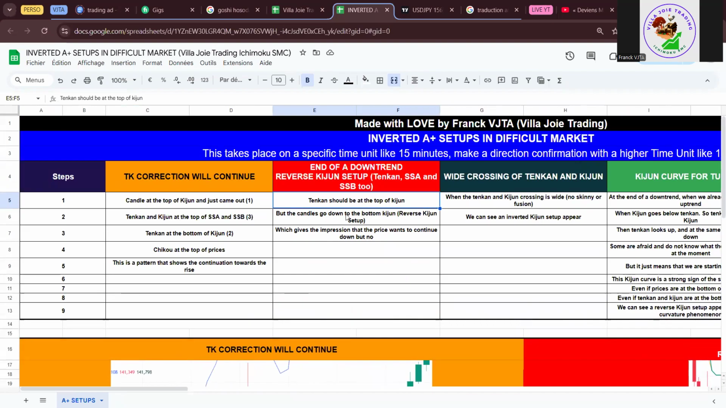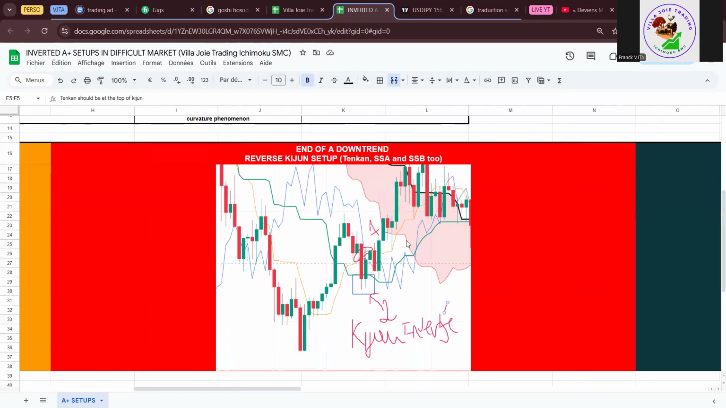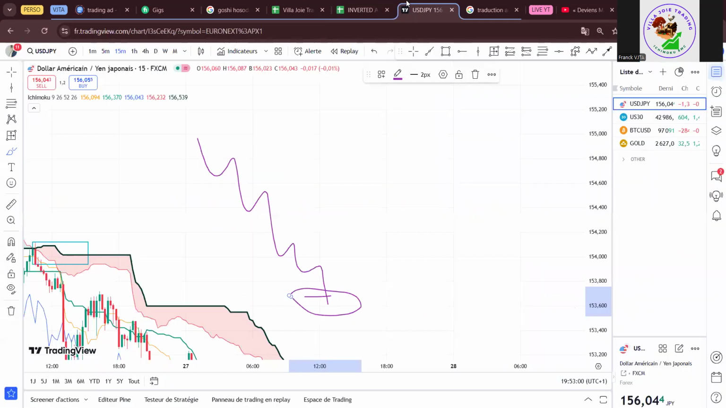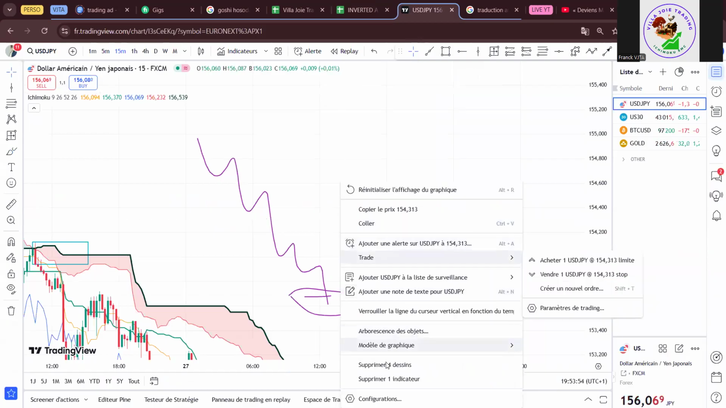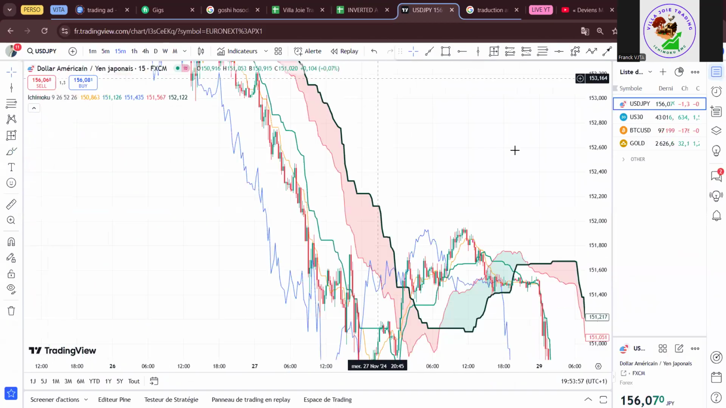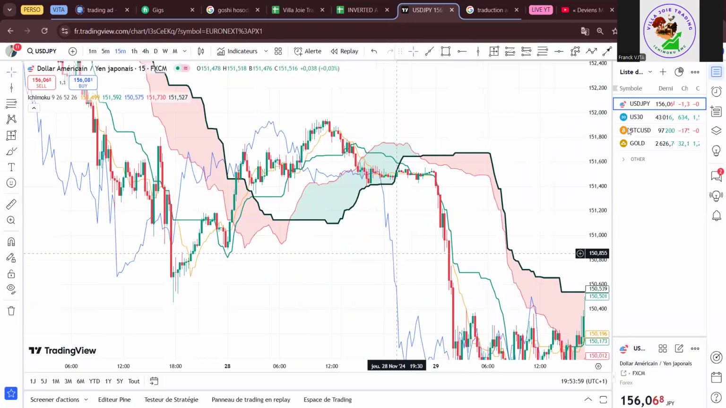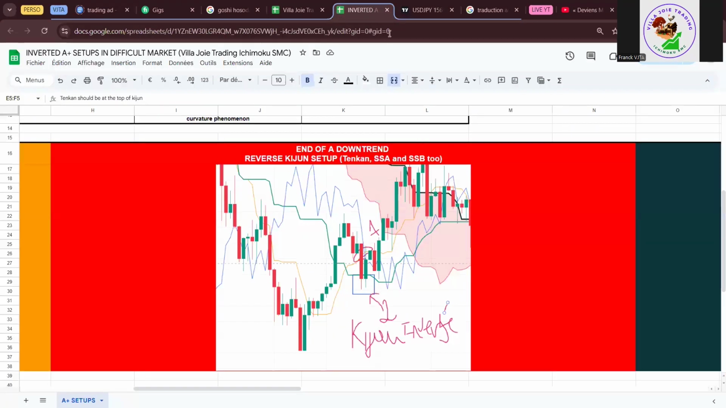But the candle goes down to the bottom and shows a reverse Kijun, which gives the impression as if the price wants to continue down, but no. What I'm trying to say here is that when this big red candle crossed the two lines, Tenkan and Kijun, at the same time, and it closed below, you can think, oh, this is a good sell opportunity, let me sell. But that's not the case. That's actually a good buy. And it is giving you a reverse Kijun. This Kijun is a reverse Kijun.